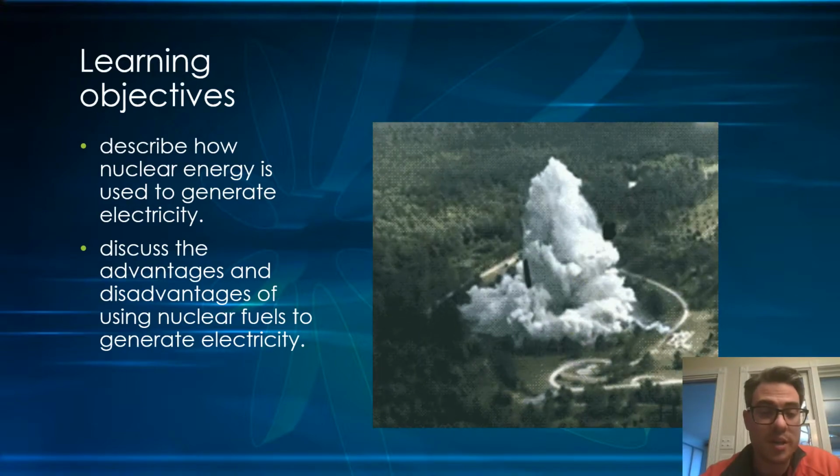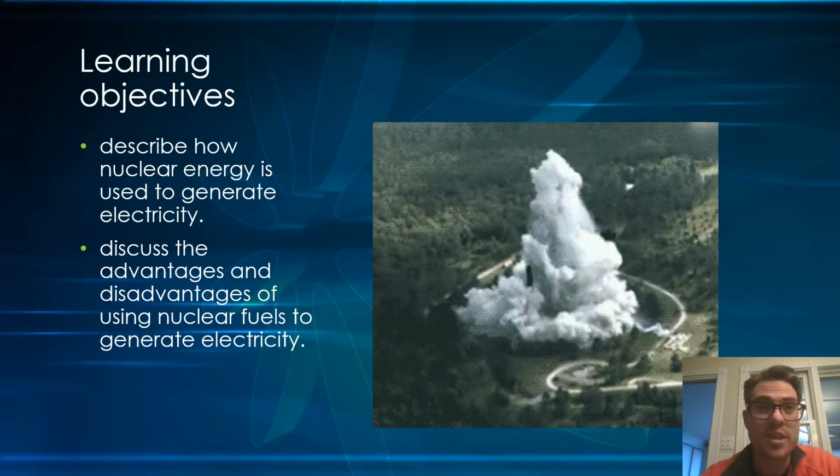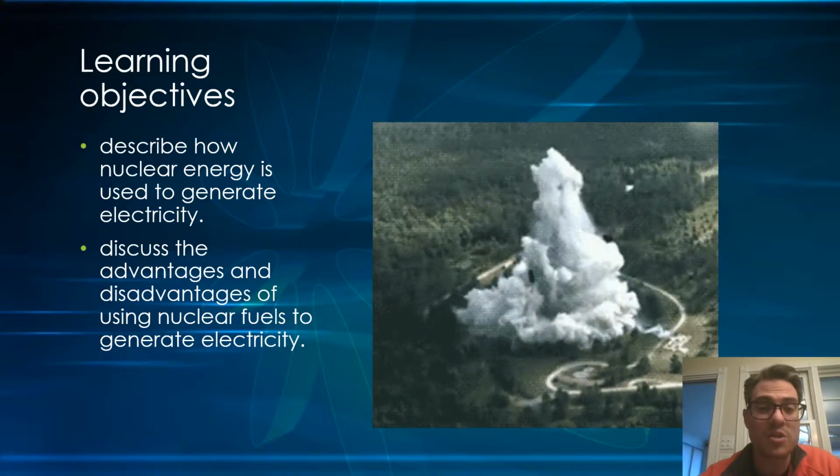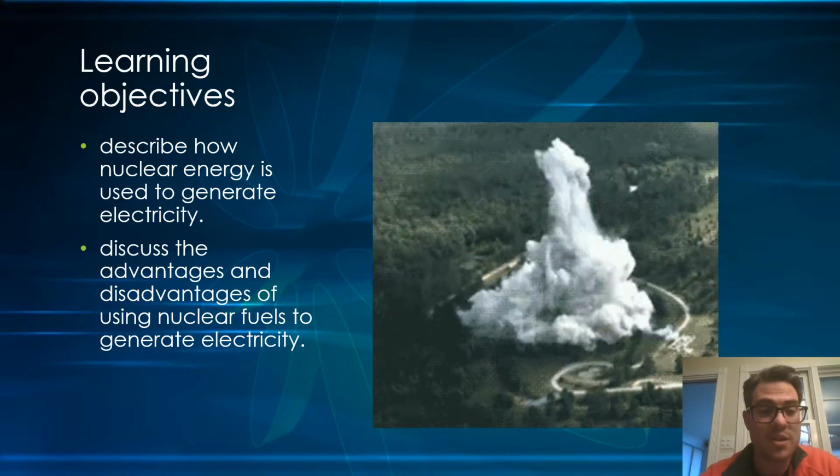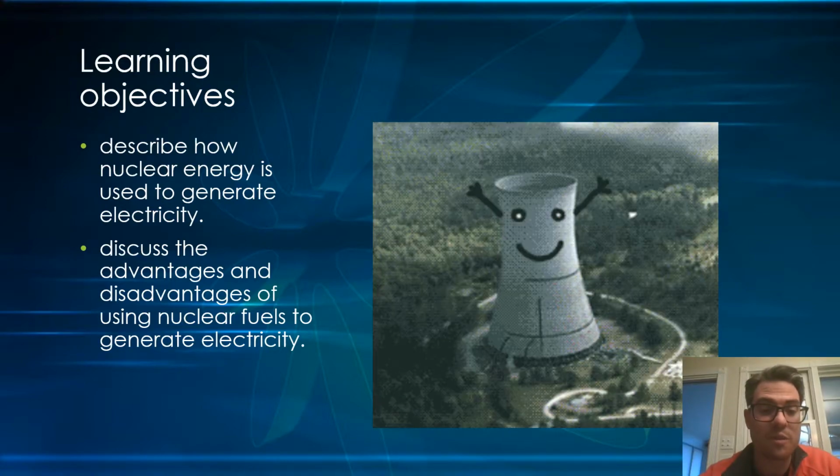The learning objectives for today are fairly simple. We want to accomplish these two things. Describe how nuclear energy is used to generate electricity. What you'll see is its mechanism for producing electricity is very similar to some of the other sources that we've seen already and some of the ones that we'll see in the future. We also want to discuss the advantages and the disadvantages of nuclear fuels to generate electricity. Nuclear energy is a very controversial way of producing electricity, and so we'll explore a little bit of that as well.